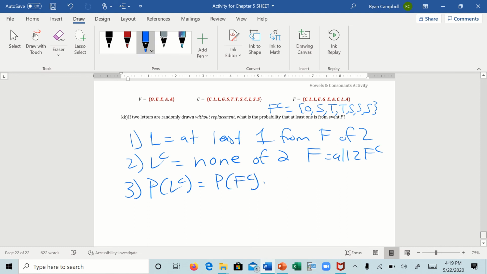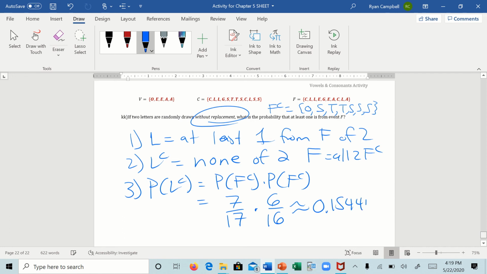So the first one's in the complement and the second one's in the complement. So first one is going to be 7 over 17. Since it's without replacement, we're going down on both. So 6 over 16. When you multiply that out, 0.154412.